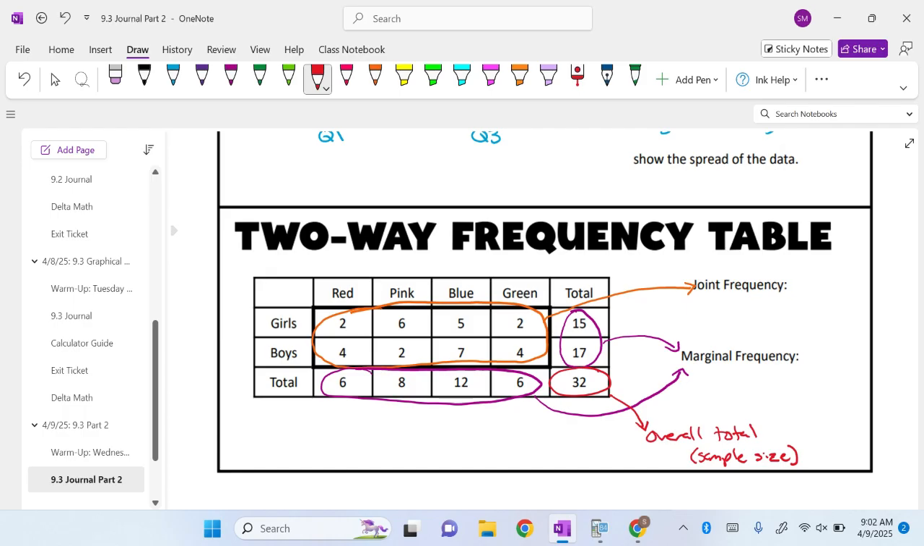All right, any questions on any of the distributions? All right, so you should be able to finish that Delta Math that I assigned you yesterday. You guys got about a solid 20 minutes. All right, so go ahead, take out your Chromebooks and get started. And I'll go ahead and post the exit ticket too.